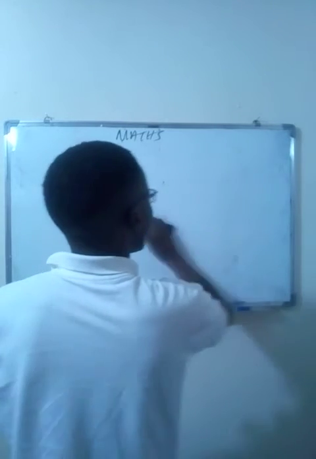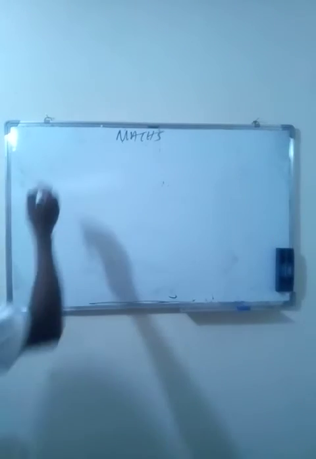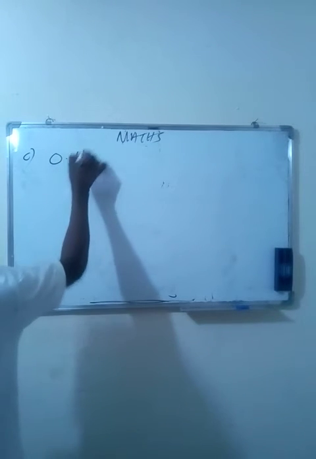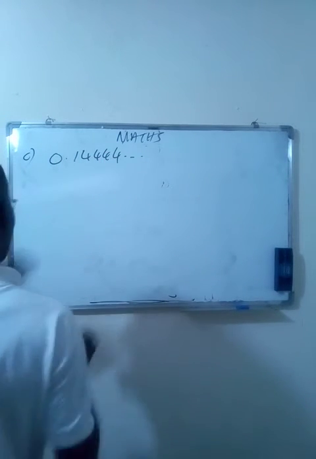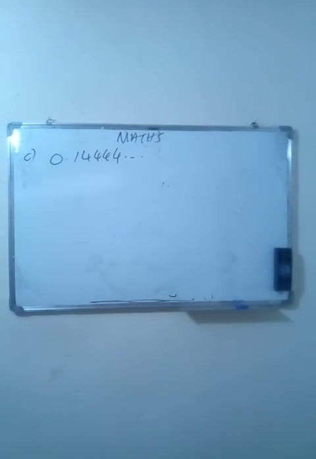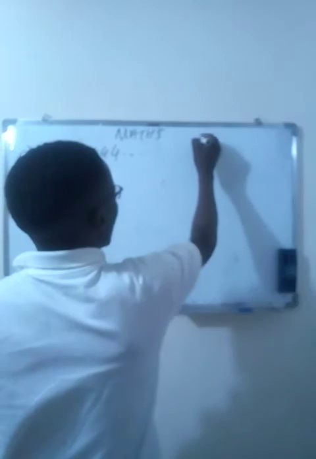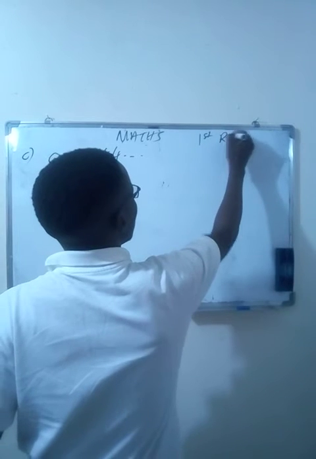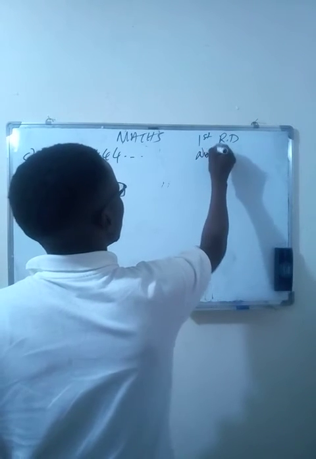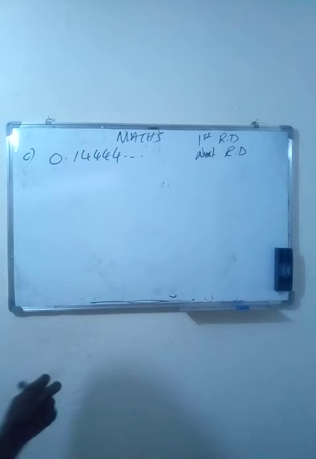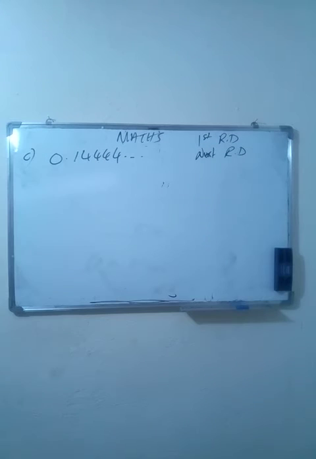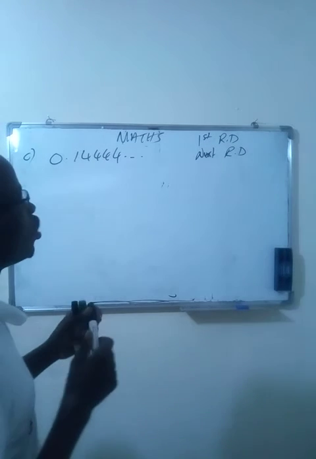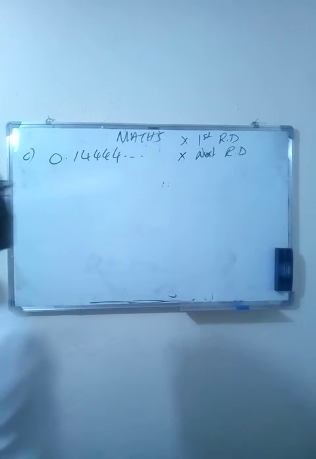Okay, so the third one, which is part C, was 0.1444, like that, right? Now remember, I told you that you have to take note of what is called the first repeating decimal, and the next repeating decimal. In this case, what can we observe? We can observe that the decimal point is not at the first repeating decimal, neither is it at the next repeating decimal. So it's neither at those, right?